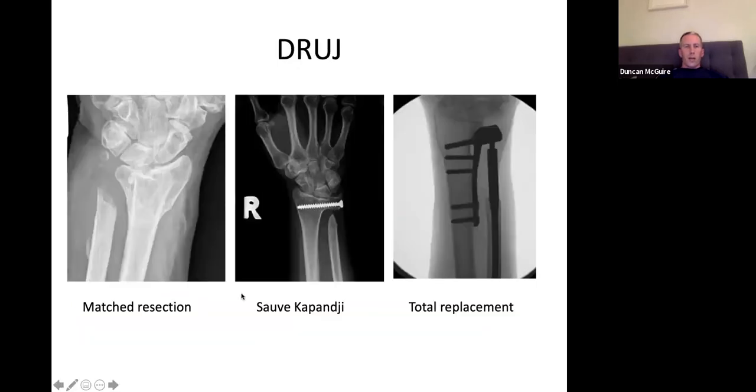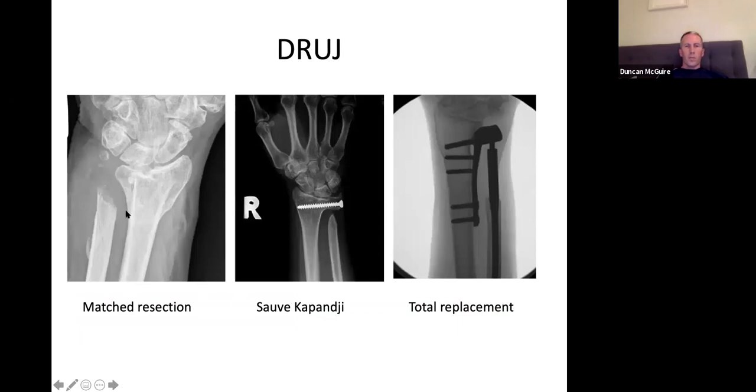The DRUJ needs to be addressed. Usually the Darrach is the one that everyone does. Matched resection is described by Watson. This is our preferred method. We match the cut in the distal ulna to the curve of the distal radius.